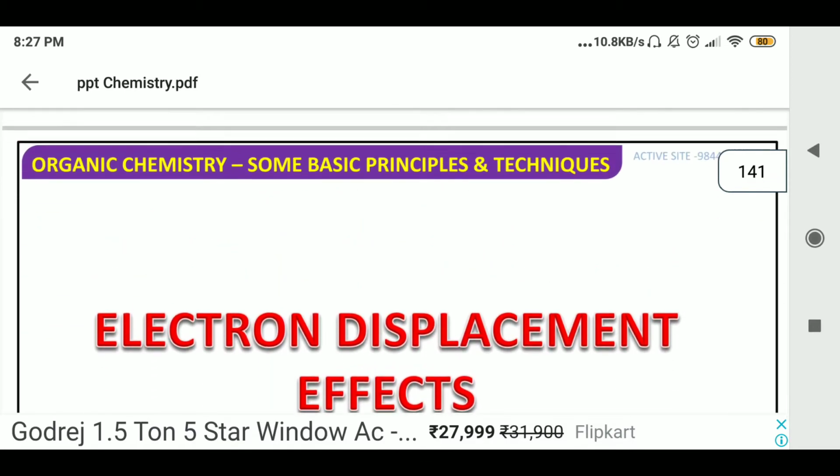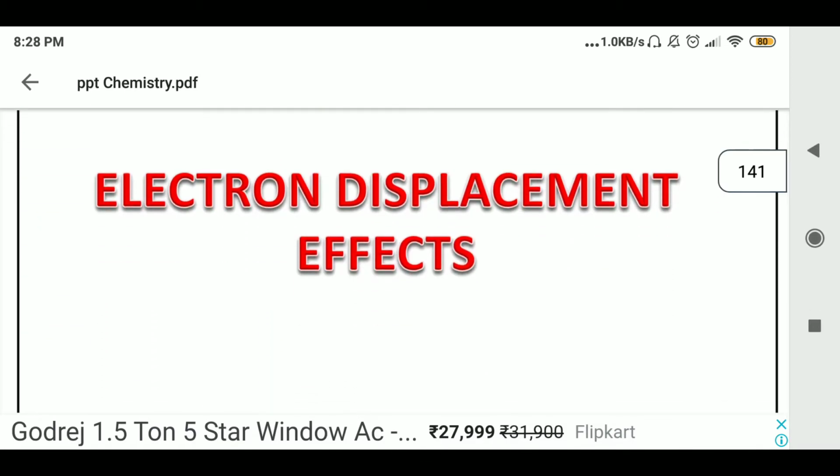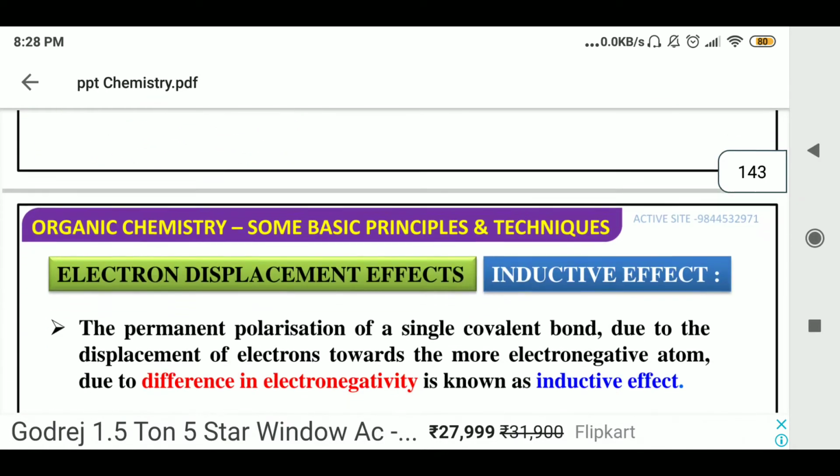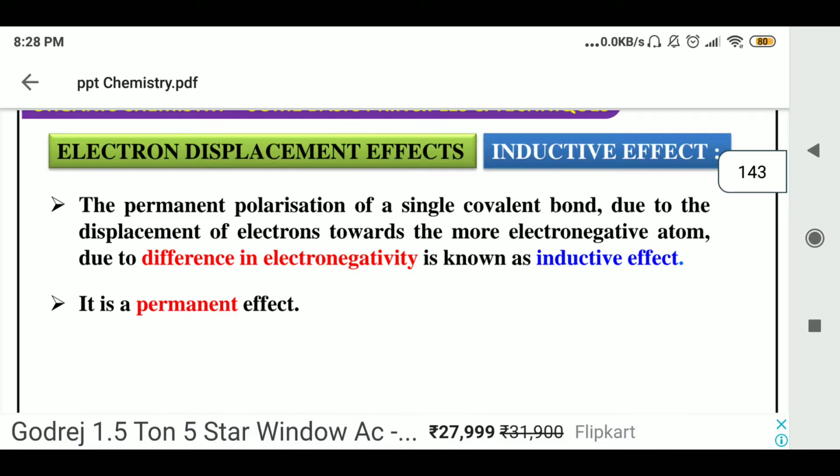Now talking about a few more topics, that is electron displacement effects. Here you can see inductive effect. I already discussed in my previous video what the inductive effect is and how the electron gets displaced. It basically involves the displacement of electrons in a single covalent bond, that is, sigma electrons are involved. Let me read out the definition: these are the permanent polarization of a single covalent bond due to the displacement of electrons towards the more electronegative atom, due to the difference in electronegativity.